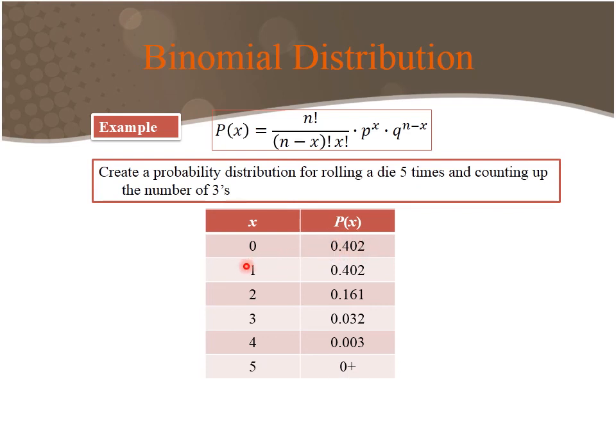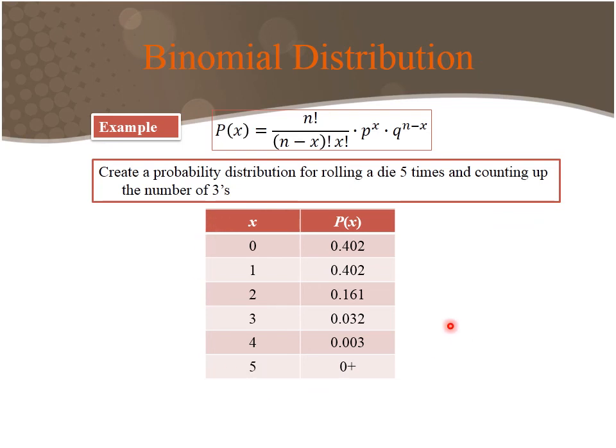If we did the same thing for when x equals 1, n, of course, is the number of trials, so n will stay the same. 1 then would replace 0 from the last calculation, wherever x is. Coincidentally, in this particular example, the probability of getting 0 threes is the same as the probability of getting 1 three. However, after that, the probabilities change. So here we've created our entire probability distribution.